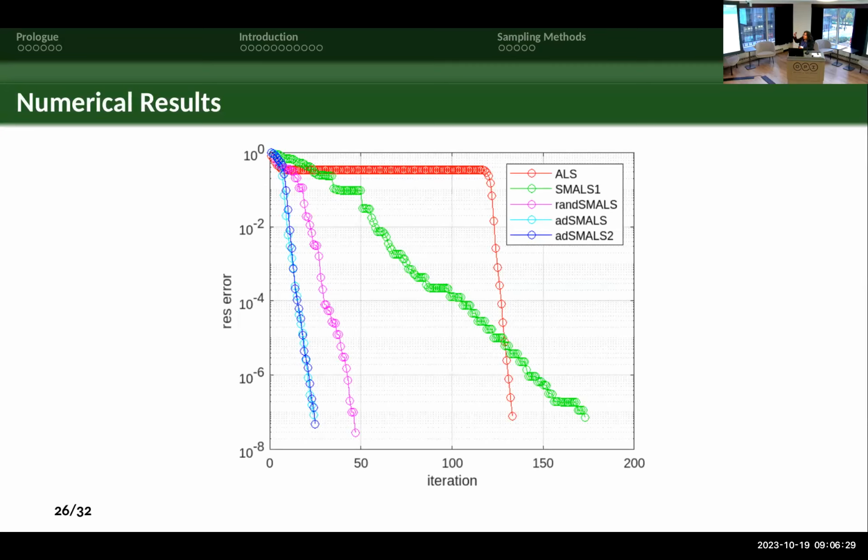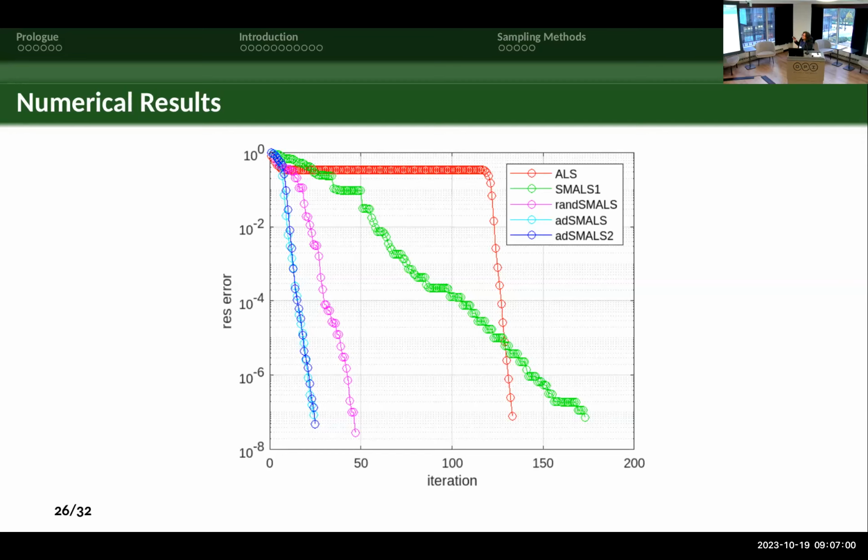SMALS is if I only use one sample at a time, I'm only taking one sample and then I iterate. And then the randomized SMALS is then I could take any number of samples per iteration. And then the adaptive SMALS are adaptive. I think the other ones are not. So there are two types of adaptive. I forget what the second adaptive one is.